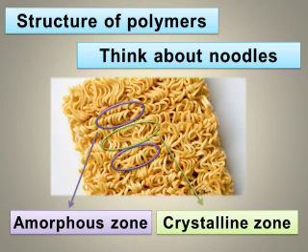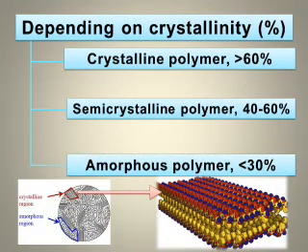Depending on the percent of crystallinity, polymers can again be classified into three categories. One is crystalline polymer, which has greater than 60% crystallinity. The second is semi-crystalline polymer, which has about 40 to 60% crystallinity. The third one is amorphous polymers, which have less than 30% crystallinity.